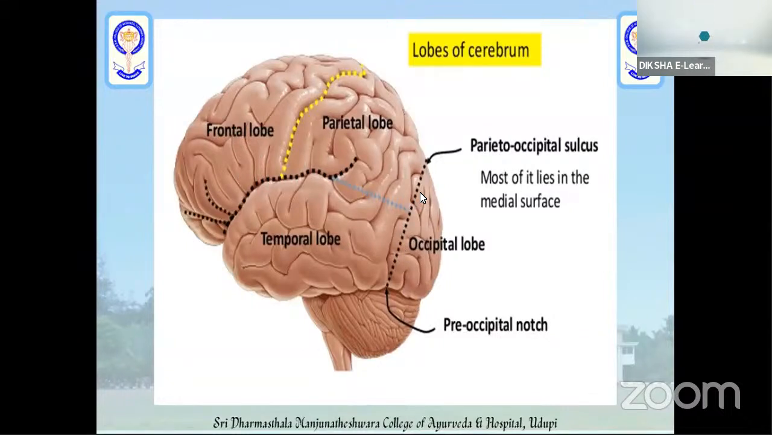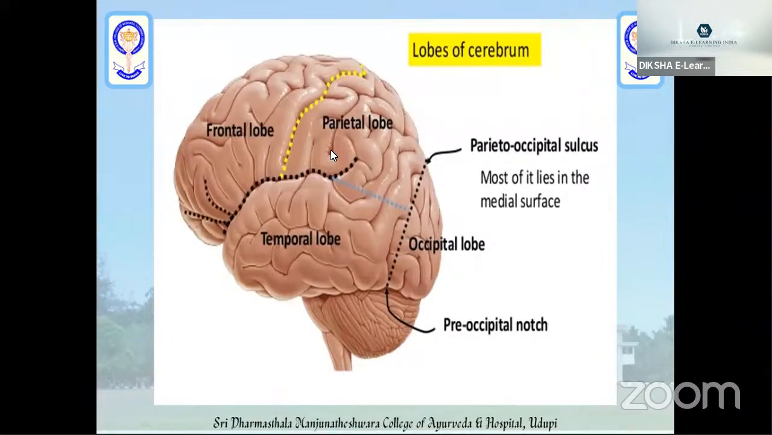Now, the occipital lobe is demarcated by an imaginary line drawn from the upper end of the parieto-occipital sulcus to the pre-occipital notch. The pre-occipital notch is a notch located in the inferior lateral border of the cerebrum, 5 centimeters in front of the occipital pole. The imaginary line drawn from the parieto-occipital sulcus to the pre-occipital notch separates the occipital lobe from the parietal lobe and temporal lobe. In this way, the occipital lobe is demarcated.